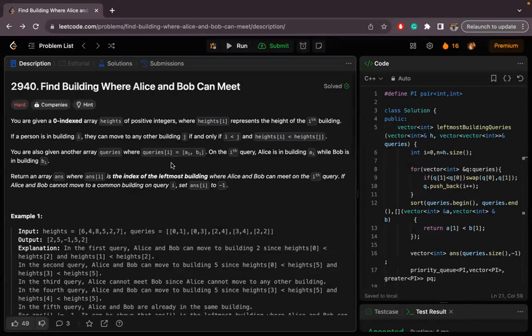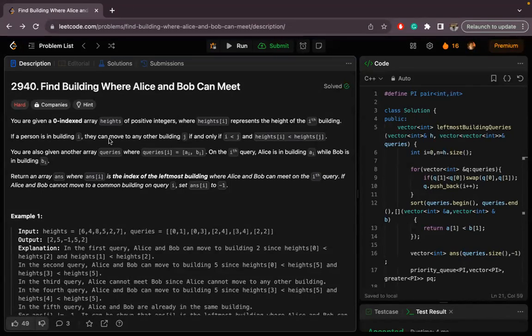Hello guys, today I'll be solving the last question from today's weekly contest. So here is the question. You have to find out the building where Alice and Bob can meet. So let's see what the given inputs are. In the input, you will be given the heights of all the buildings in the form of an array, right?